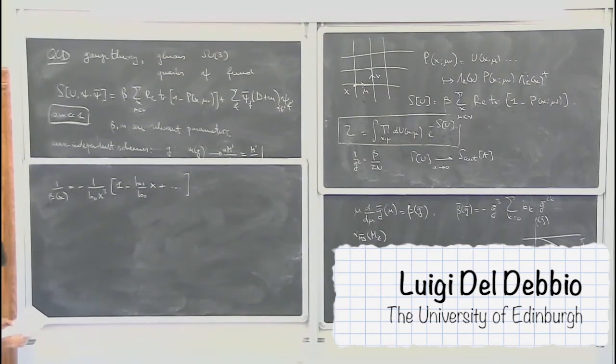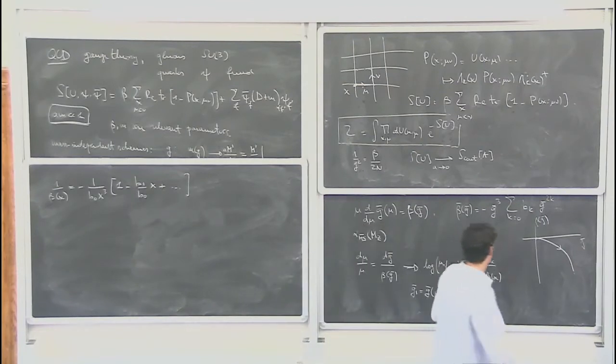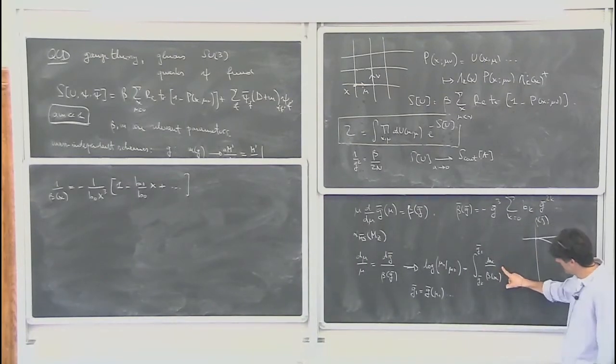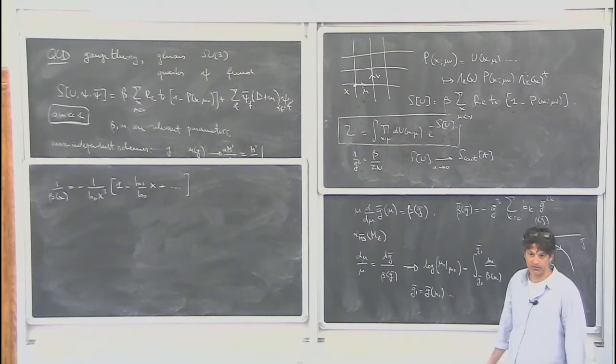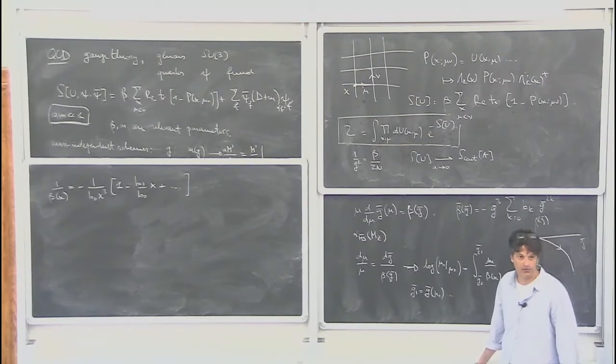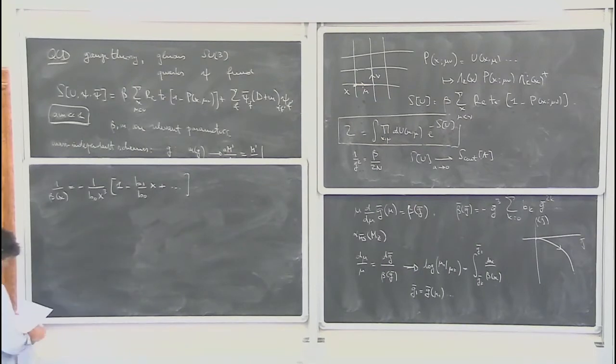So the trick is, in this expression, to add and subtract the divergent terms in the expansion of 1 over beta. I'm going to write this in the following form.